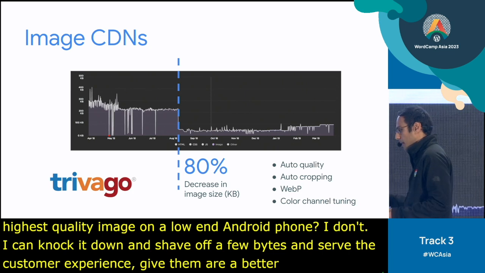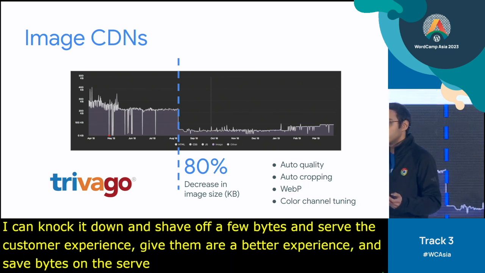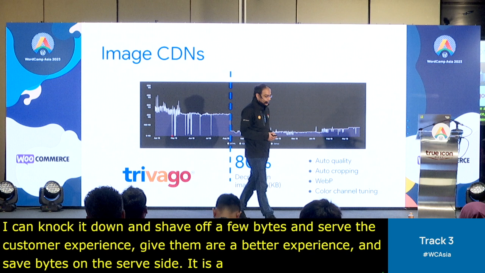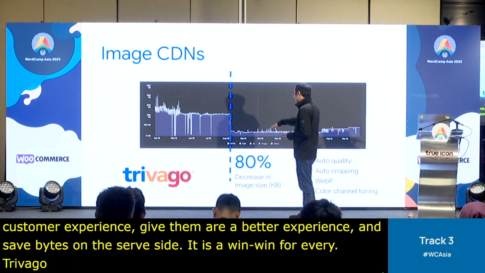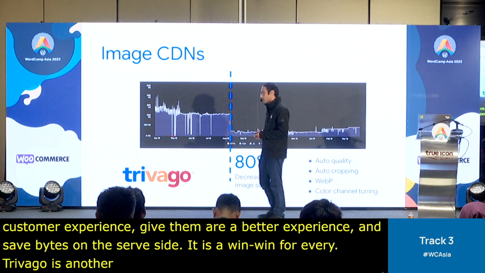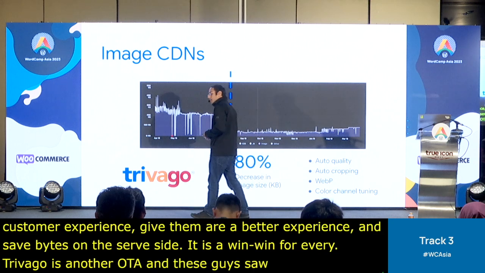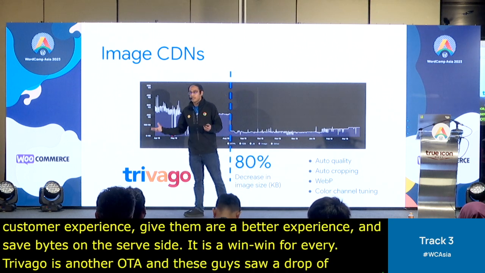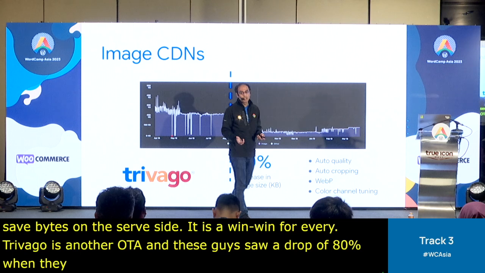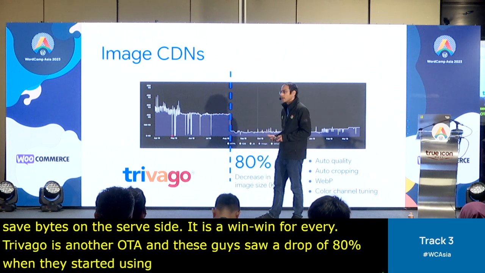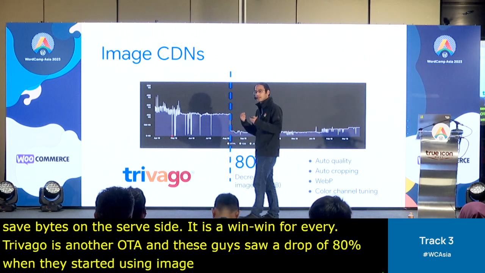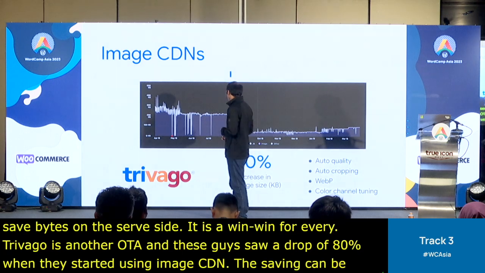And here's another example. Trivago is another OTA in this space, and these guys saw a drop of 80% when they started to use an image CDN, right? So again, the savings can be substantial by doing something as small as sharing dedicated websites on your server.